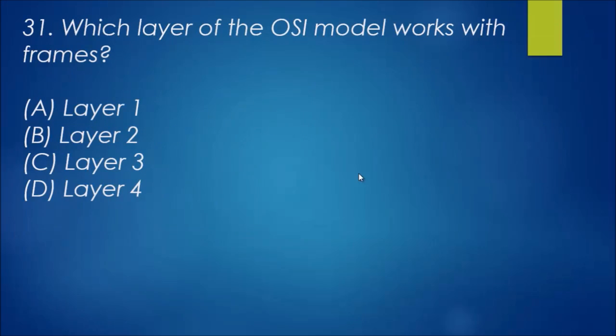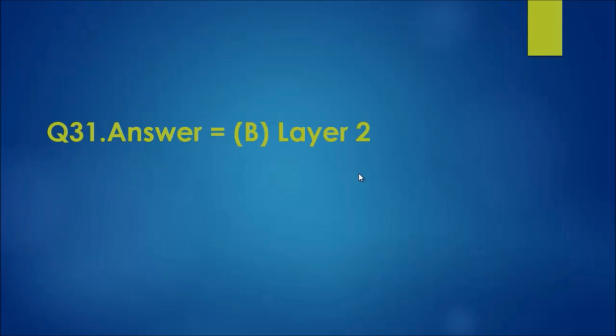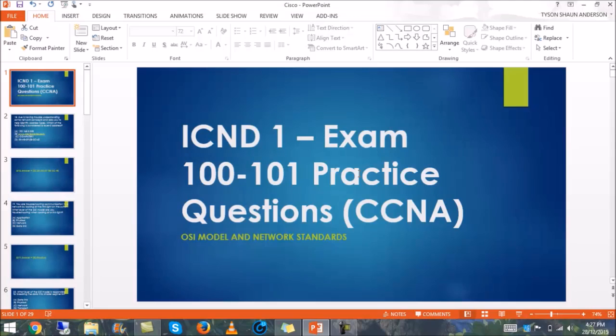And the last one for today, for number 31, which layer of the OSI model works with frames? I gave the answer to this one before. Layer 1 deals with electronic signals, Layer 3 deals with routers and IP addresses. Layer 4 and the other layers do not deal with frames, and so that leaves us with Layer 2, which is bridges and switches that deal along with frames. So Layer 2 for that one, and that's basically all for today.